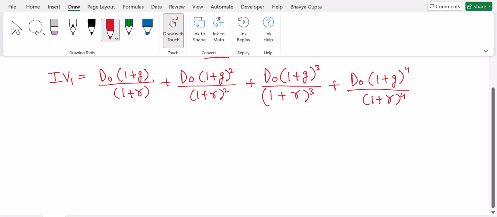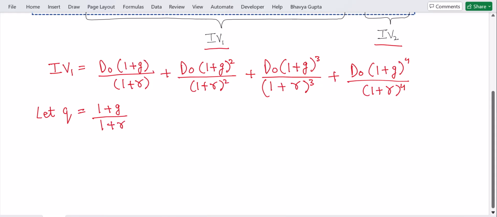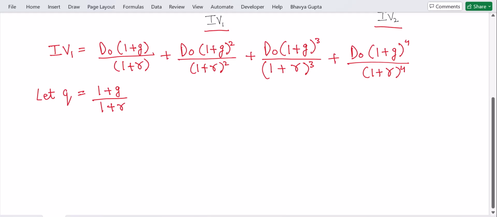So we are assuming that Q equals (1 plus g) upon (1 plus r). Now if we take out D0 common, the equation for IV1 will be D0, right?